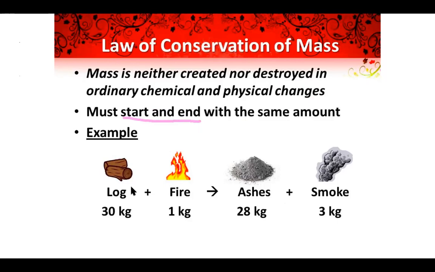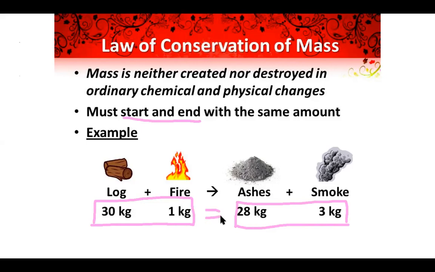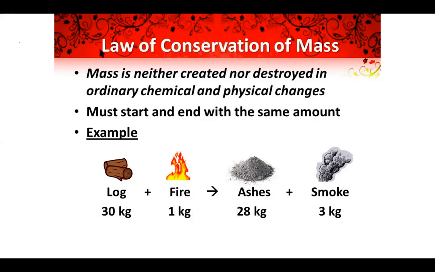Look at this example. We have a log of 30 kg and you're using fire of 1 kg, and the products you see are smoke and ashes. So when you see the mass of the reactants, that is 31 kg, you will be getting the same mass of products. So 31 and 31, they are the same. Okay, this is an example of the law of conservation of mass.